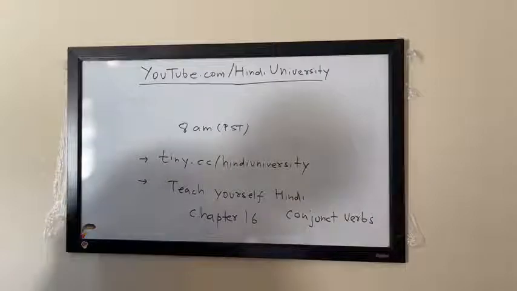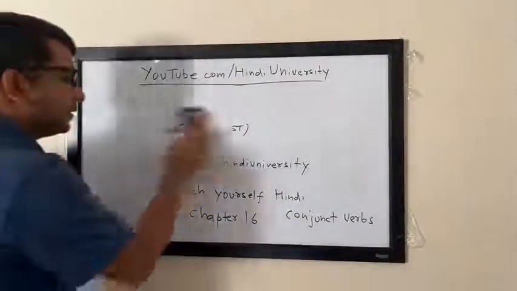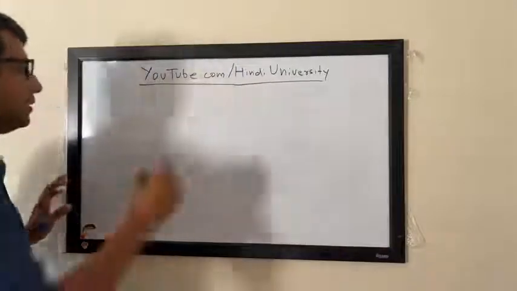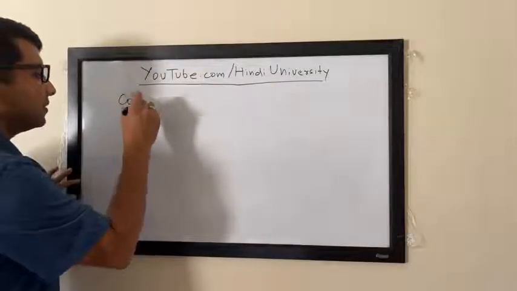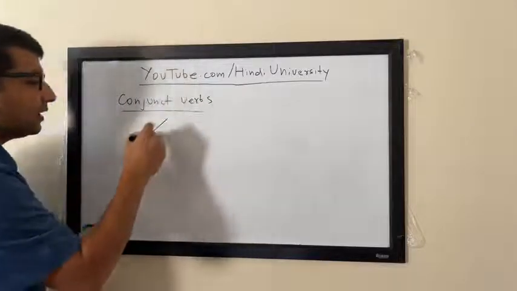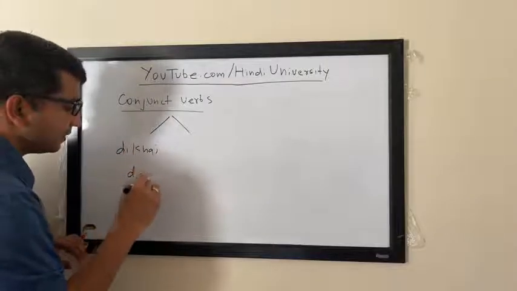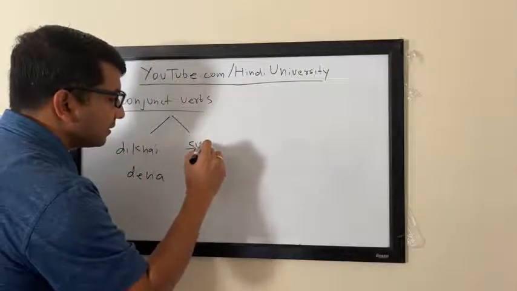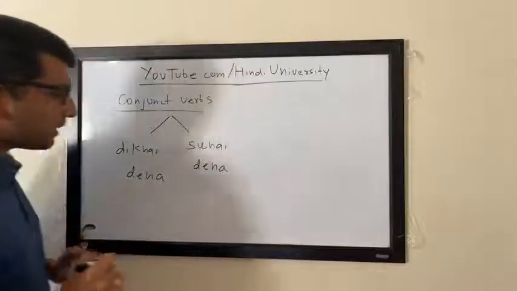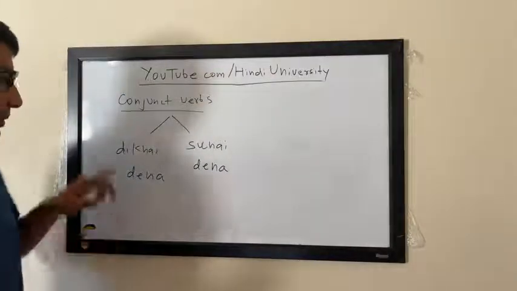jump to the topic. The goal for today's class is to learn about 2 new conjunct verbs: दिखाई देना and सुनाई देना. You must have heard each of them in different contexts. I'll try to give as many examples as possible in this class.